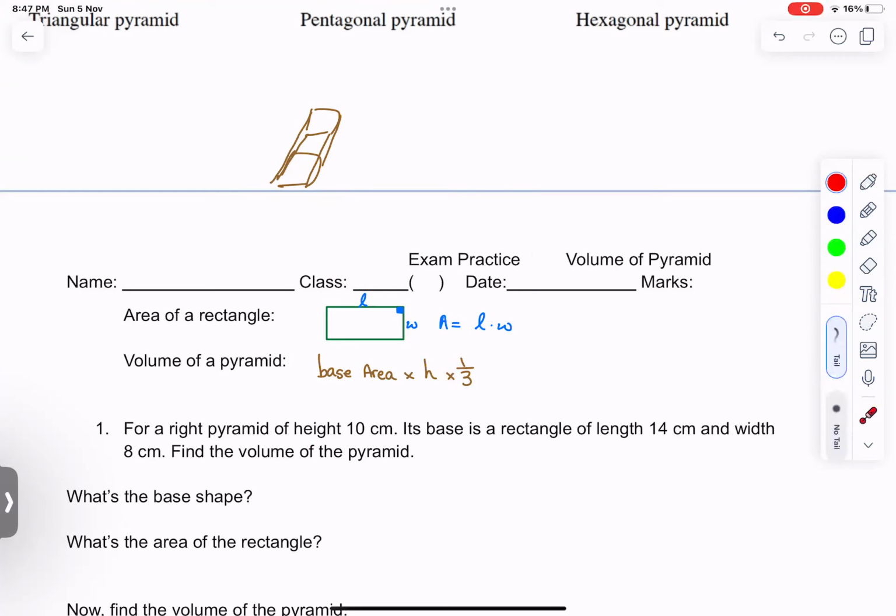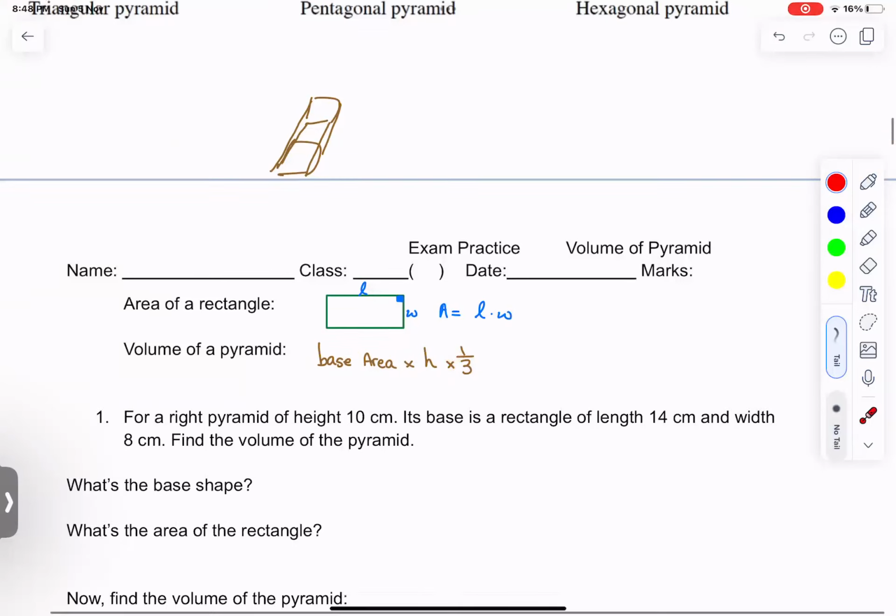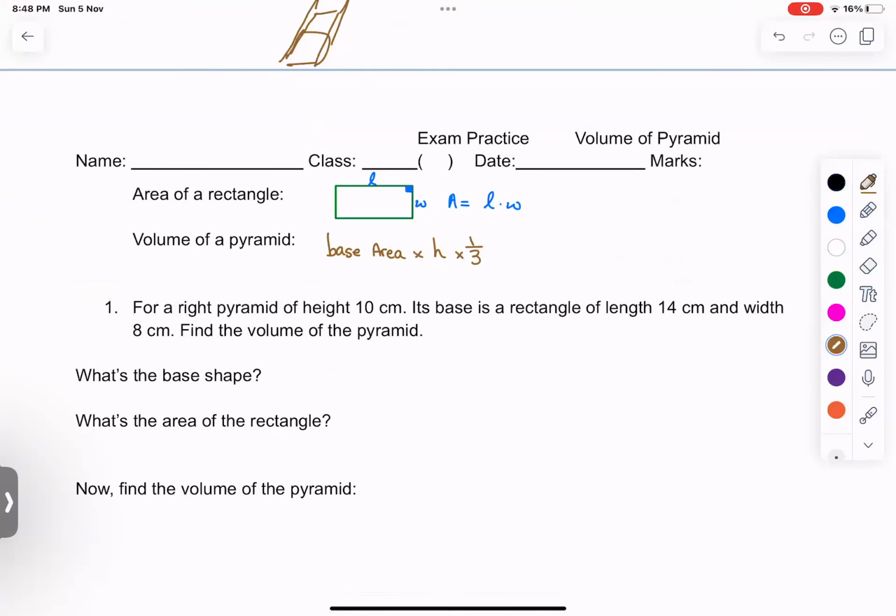Let's not overthink too much. Just remember, if you want to find the volume of a pyramid, it will be base shape area times height times 1/3. So your first goal is to find out what our base is. If the base is a rectangle, then you use the rectangle area, times the height of the pyramid, and then times 1/3. Of course, it's so confusing if we don't do questions together.